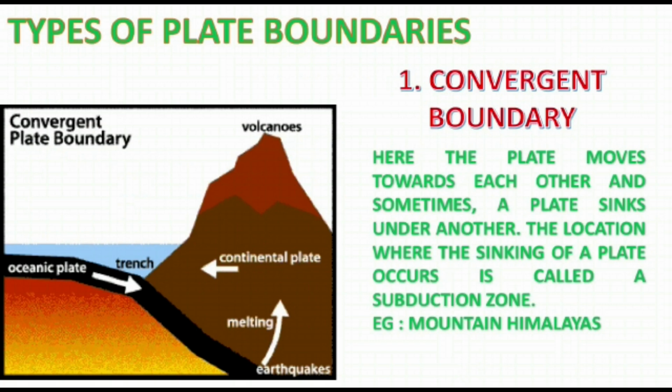Types of boundaries. Convergent boundary. Here the plates move towards each other and sometimes a plate sinks under another. The location where the sinking of a plate occurs is called a subduction zone. Example, fold mountain Himalayas.